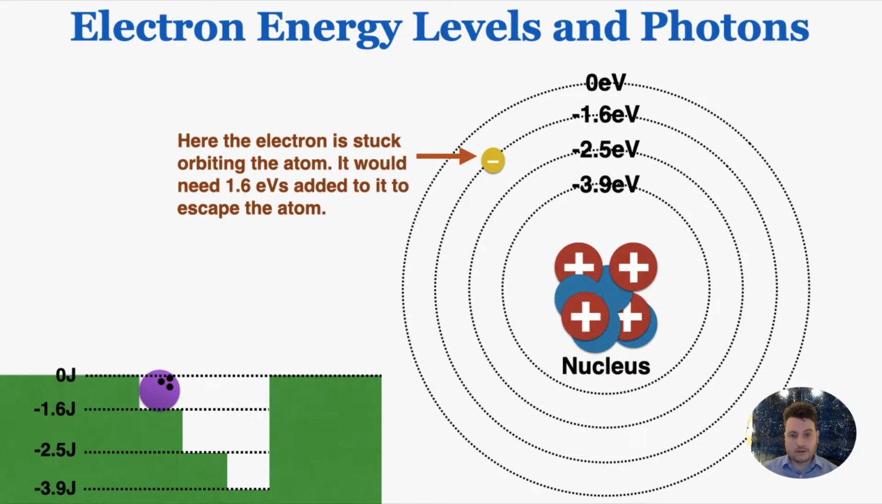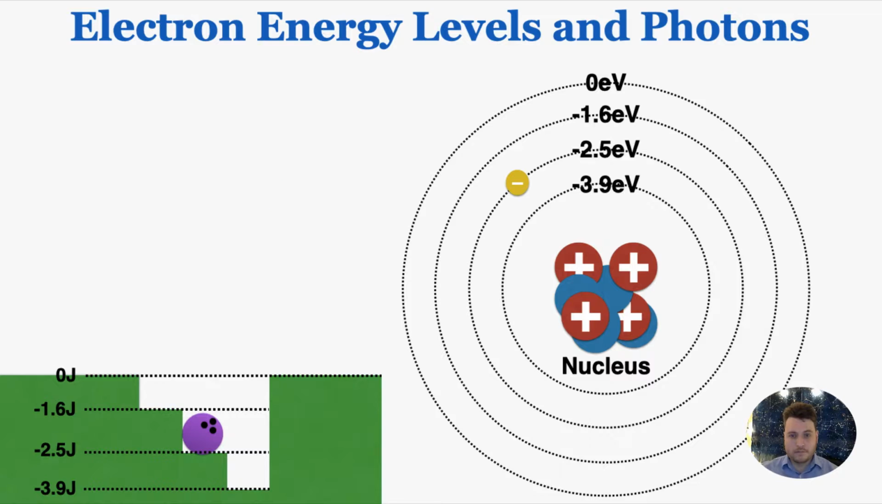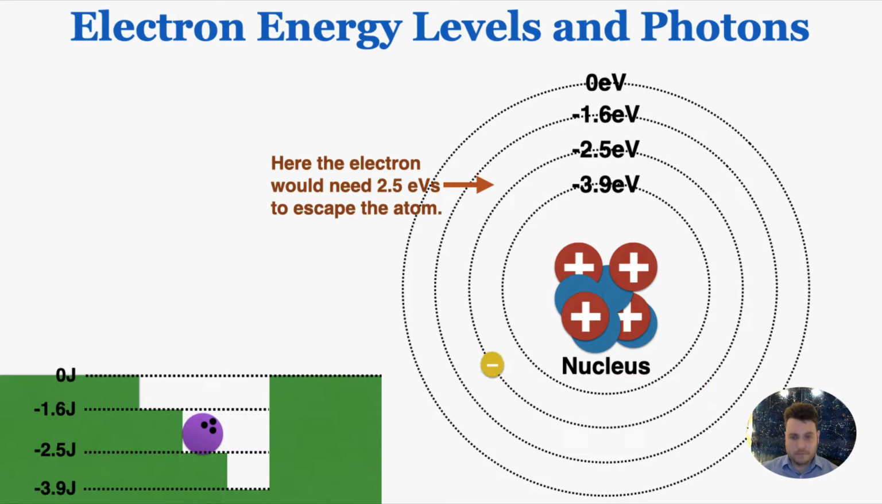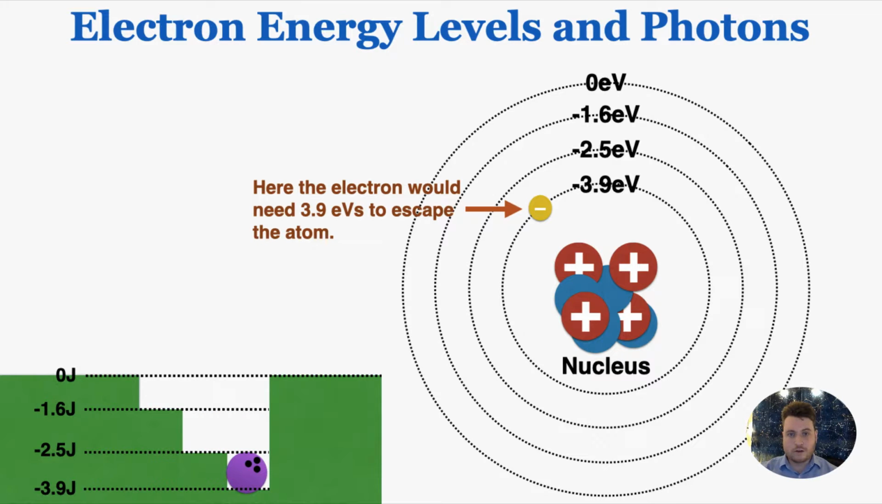We can imagine the electron drops more and the bowling ball drops more. So here the electron would need 2.5 electron volts to escape the atom, and you can see the bowling ball would now require 2.5 joules to escape the hole. And here the electron would require 3.9 electron volts to escape the atom, just like the bowling ball would require 3.9 joules to escape the hole. So that is what these negative energies are communicating to you, and so we always record electron energy levels as negative in an atom. It's a way of recording that the electron is stuck in the atom and requires that much energy to escape.